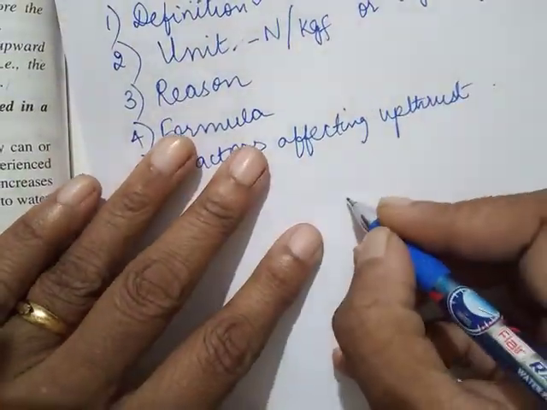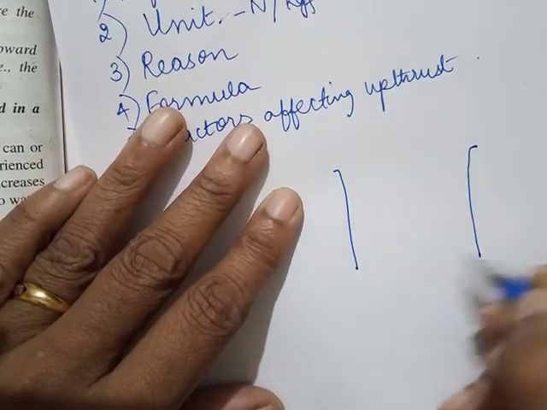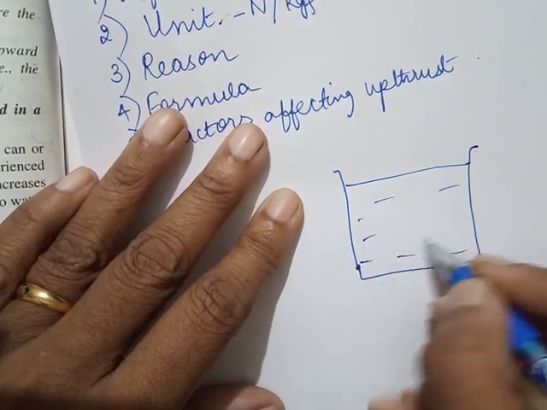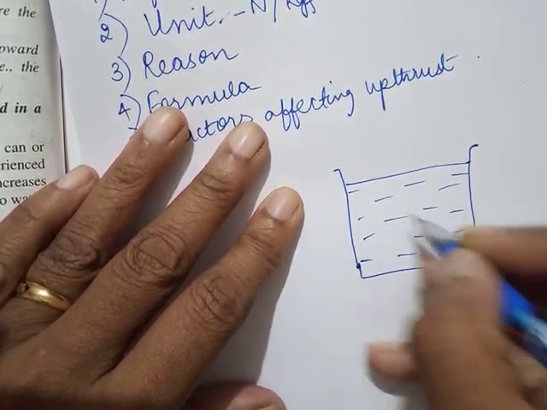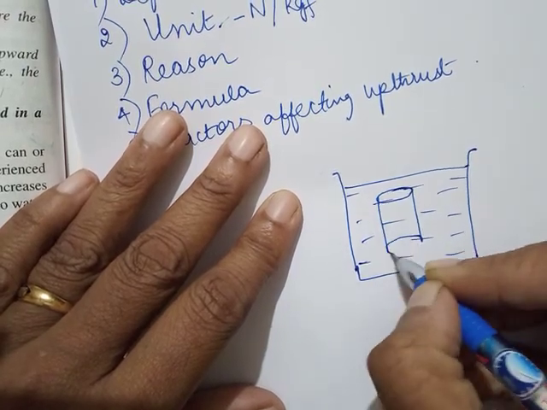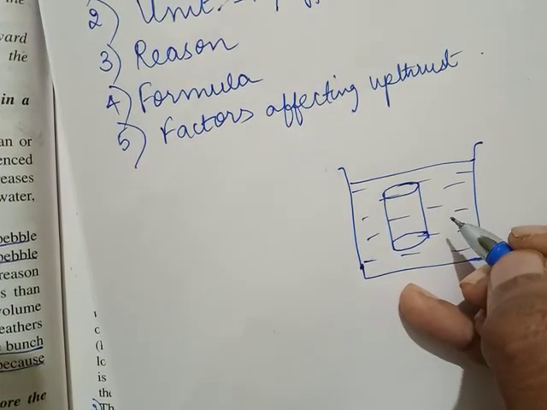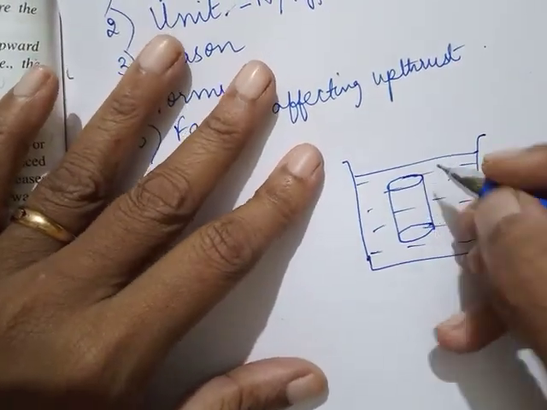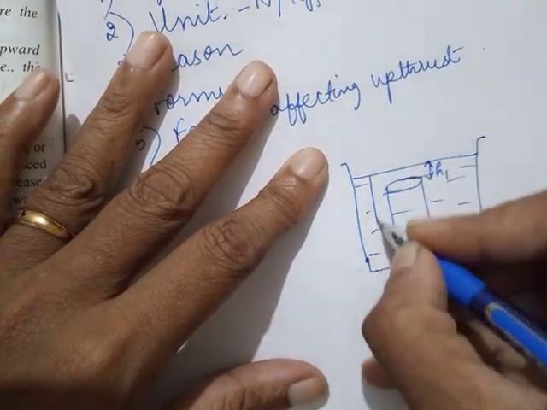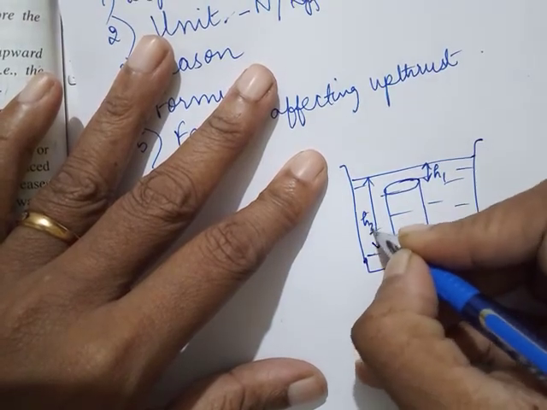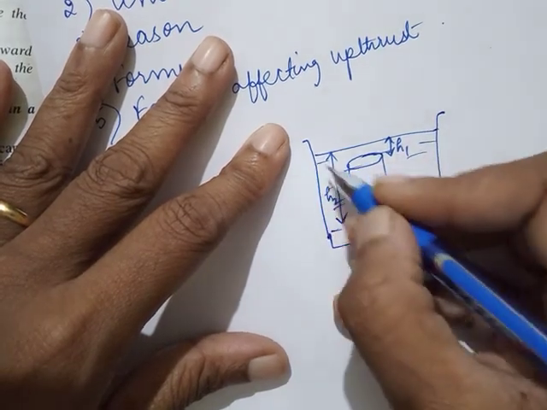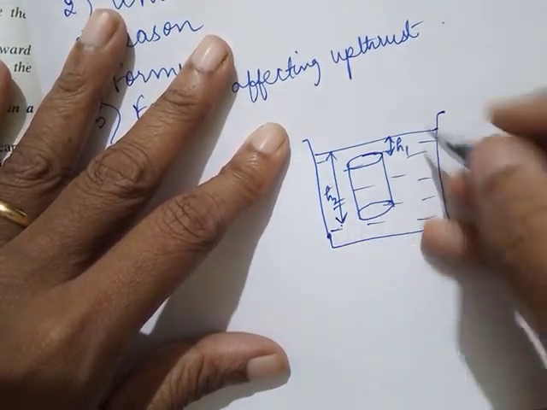Now, suppose we have taken a cylinder which is floating in water. The top surface is at a height h1 and the bottom, lower surface, is at a height h2. The top surface is at a height h1 from the surface of the liquid and the bottom is at a height h2 from the surface of the liquid.